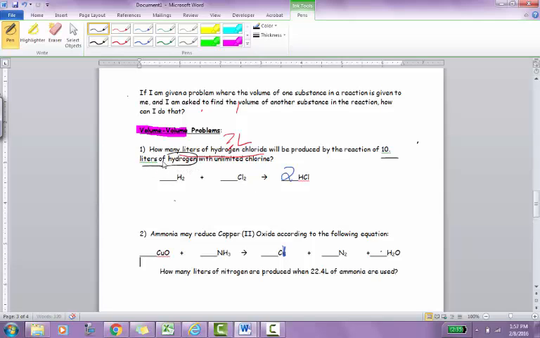10 liters of hydrogen. So be careful. Make sure that you know what the substance is that's being measured. Sometimes it's even helpful to write in 10 liters of hydrogen. I'm going to write it right above where the hydrogen is and know that I'm looking for HCl. This is in liters too. So sometimes that draws my attention to the coefficients that are going to be important in my calculation. Okay, so 10 liters of hydrogen is what I start with.